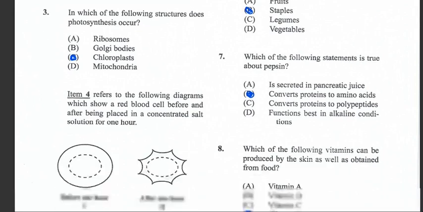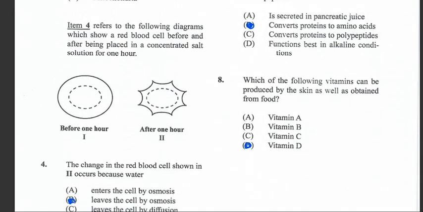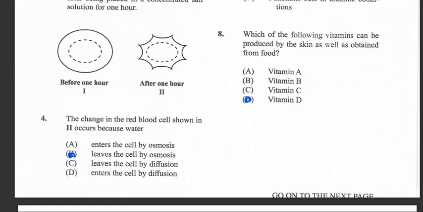Number 4 refers to the following diagram, which shows a red blood cell before and after it has been placed in a concentrated salt solution for 1 hour. This was before the 1 hour, as you can see. The red blood cell was circular in shape, and therefore I see that the shape after the hour has now changed. So let's see what the question asks.